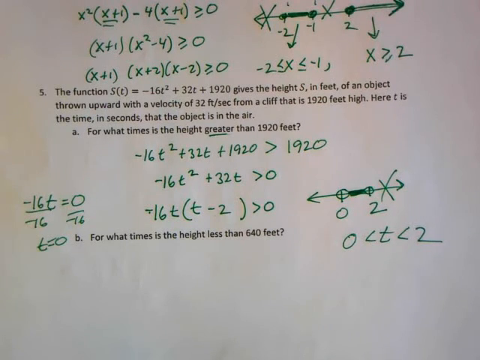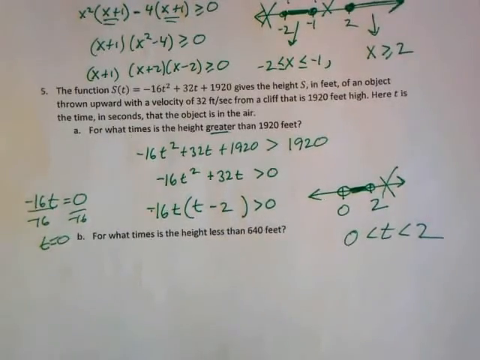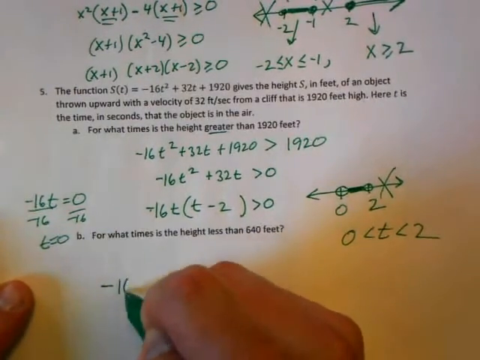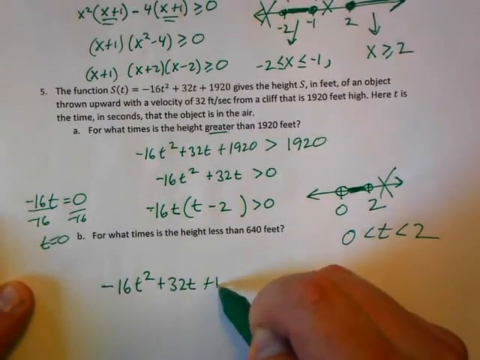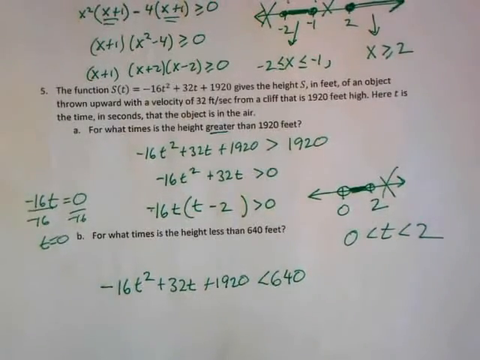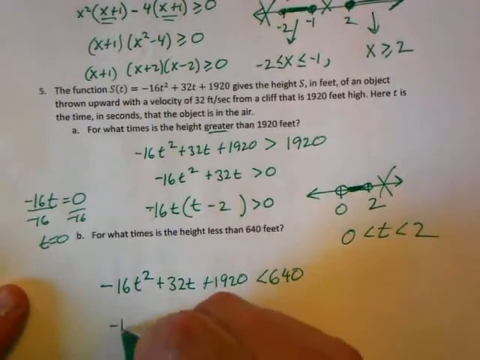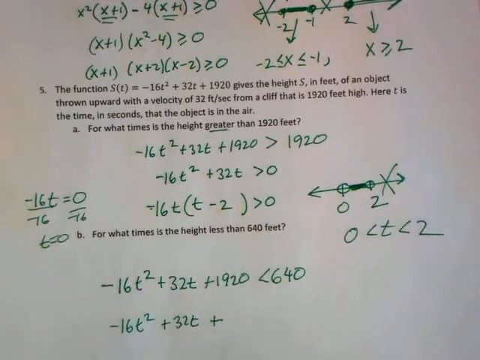Part B, I'm not going to have time to work out part B, but tell me what I would do. For what times is the height less than 640? It's almost the same problem, isn't it? I'm going to take my height equation, negative 16t squared plus 32t plus 1920, and make it less than 640. What would I have to do first? Subtract 640. Okay, let's do that. Negative 16t squared plus 32t plus, what's 1920 minus 640? 1280.